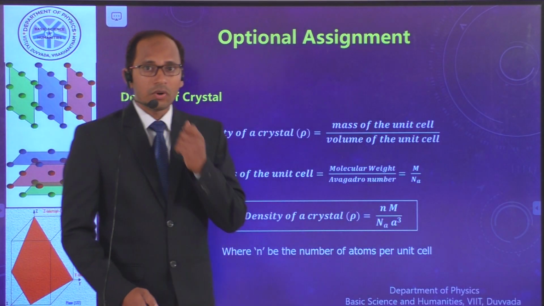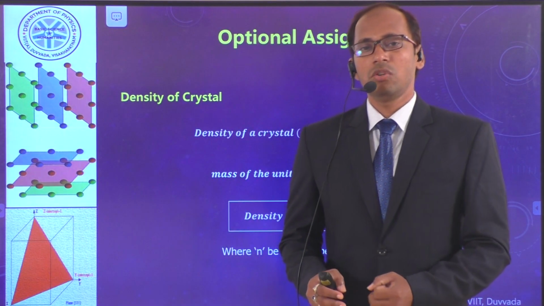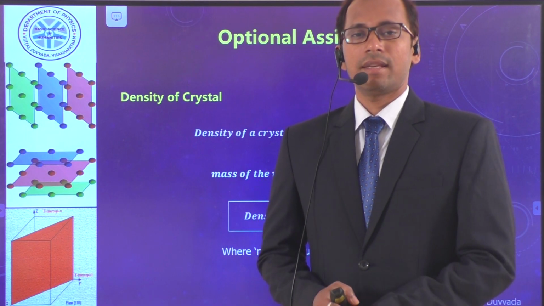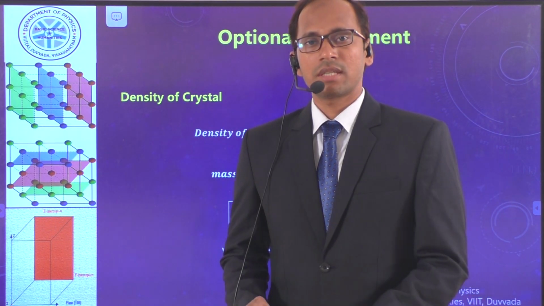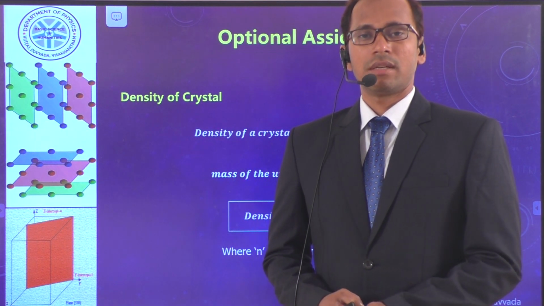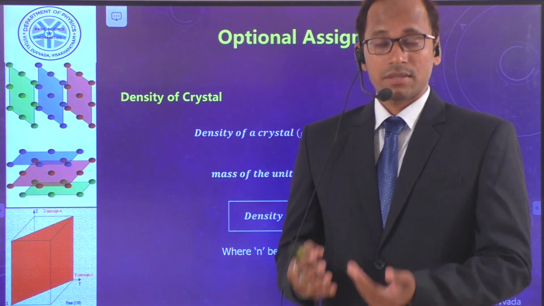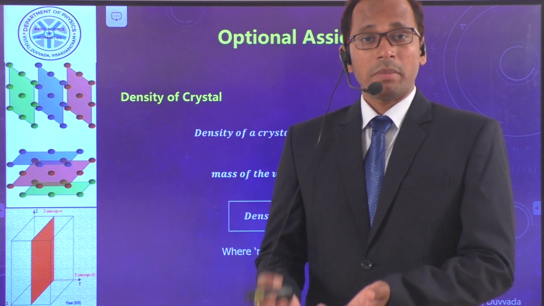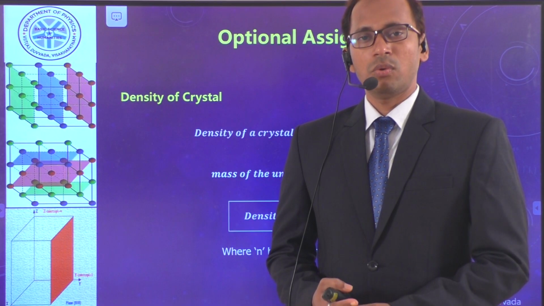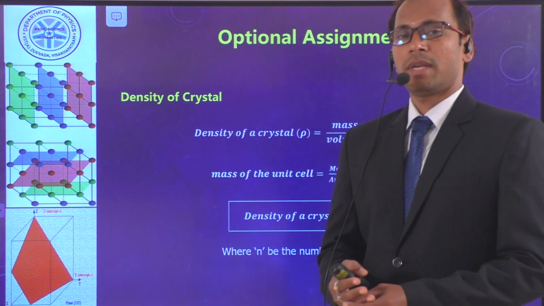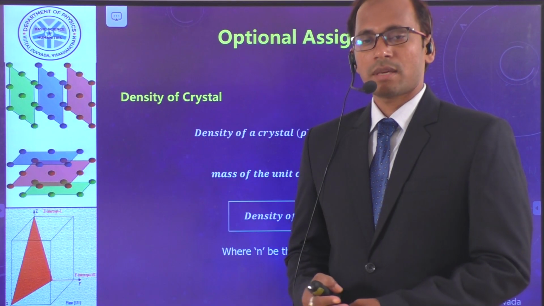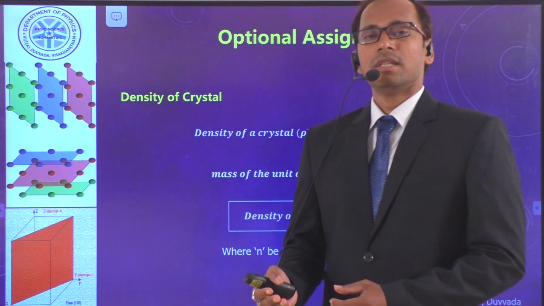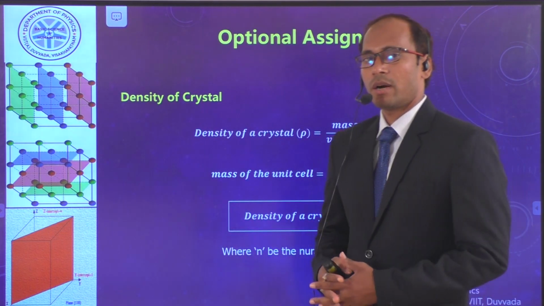Okay, before going to this, in Unit 1 we discussed crystal, lattice, basis, crystal structure, the different types of lattices, crystal systems, how many crystal systems are present, how many Bravais lattices are present, and atomic packing factor. There I have given some assignments. In addition to that, I have given some optional assignments. The first thing is the density of a crystal.